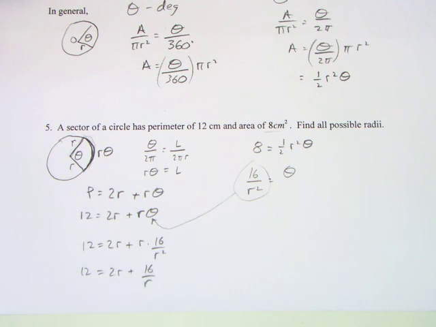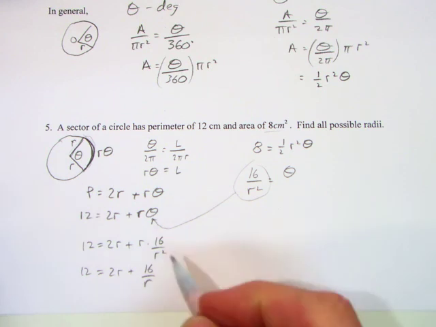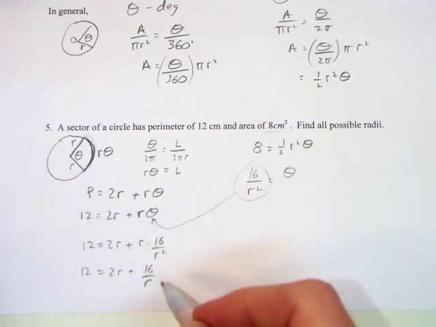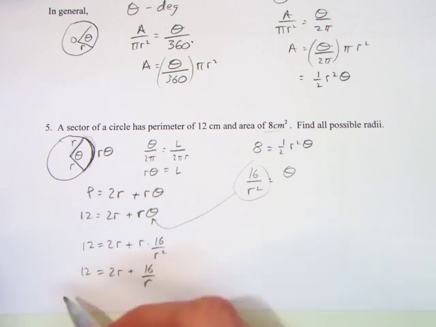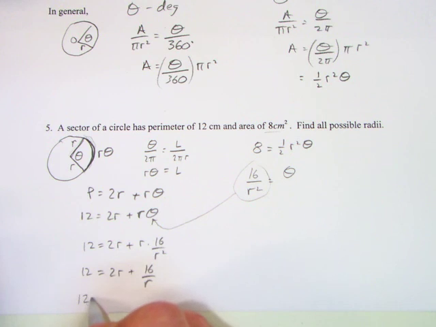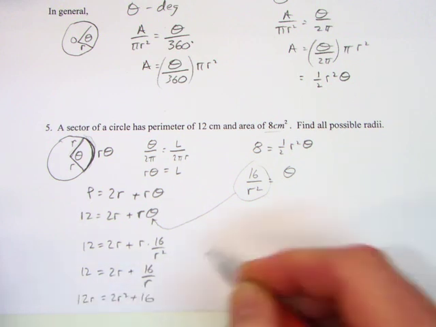Now we have to remember what we did way back in chapter 1, and we also did it in chapter 5. How do you solve this equation? We have an r in the denominator. We don't like that. How do we deal with that? We're going to have to multiply everything by r to get rid of that fraction. When we multiply by r, we'll get 12r equals 2r squared plus 16r.